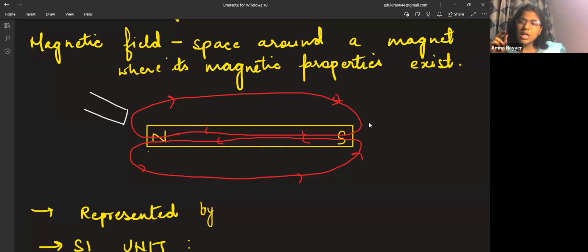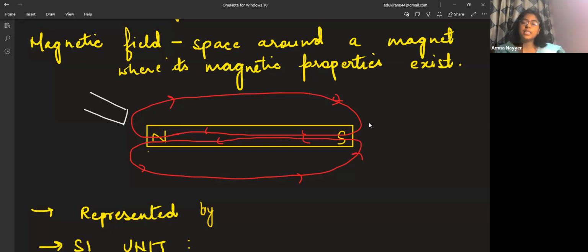The way around a single charge a field exists, here also in magnetic field, around the magnet, it can be a bar magnet, a horseshoe magnet, or a magnet of any type. When the magnet is present, certain lines of force exist in that space, in that region only, and you are able to feel the forces of attraction or repulsion. So that is known as magnetic field.